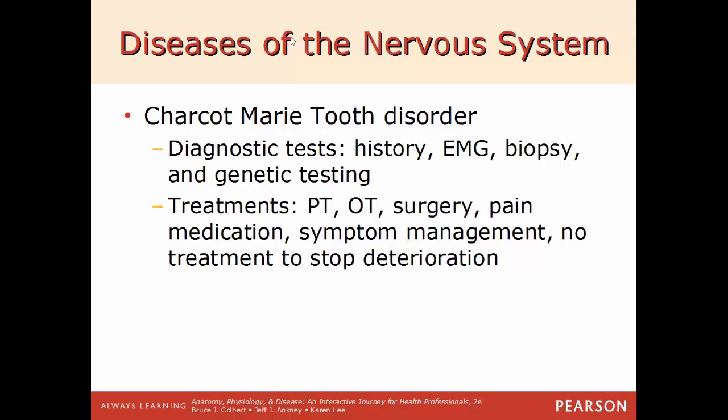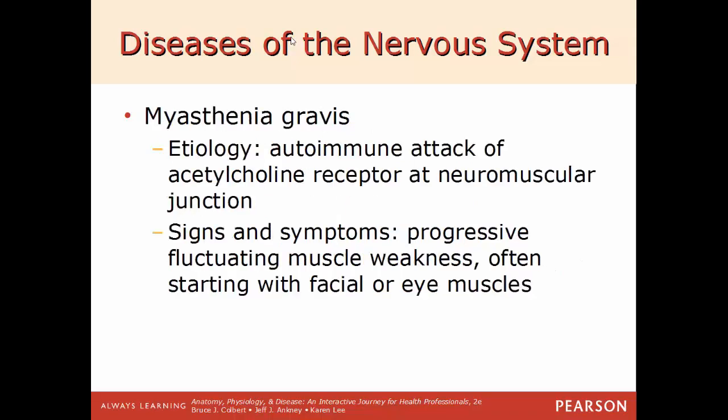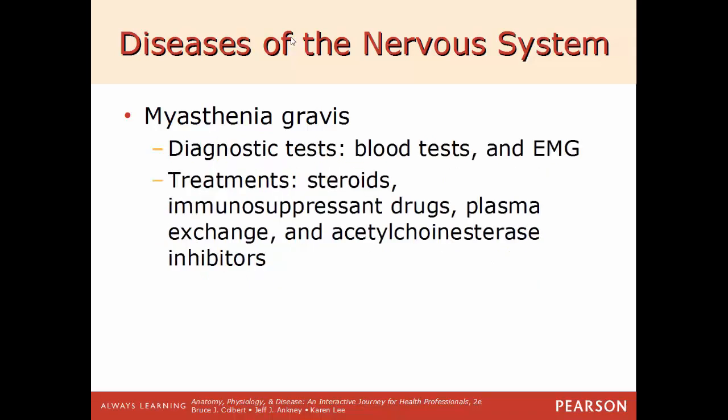to stop the deterioration. Myasthenia gravis, etiology, is autoimmune attack on acetylcholine receptors at the neuromuscular junctions. Some signs and symptoms: a progressive fluctuating muscle weakness, often starting with the facial or the eye muscles. Diagnostic testing: blood tests, EMGs. Treatments could include steroids or immunosuppressants, plasma exchange, acetylcholinesterase inhibitors.